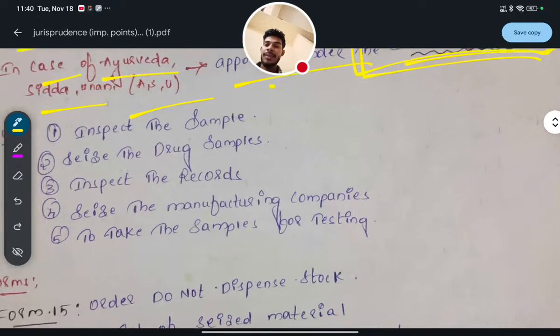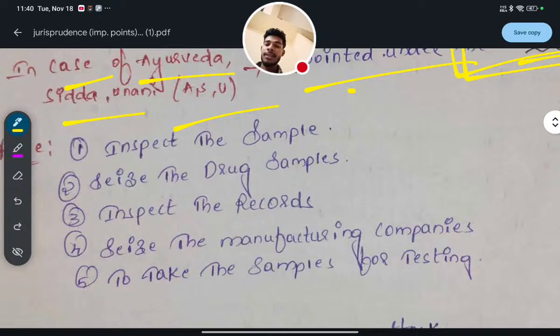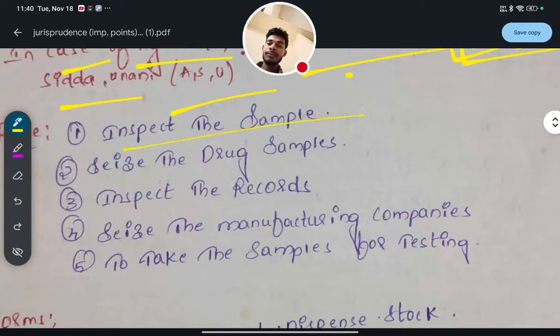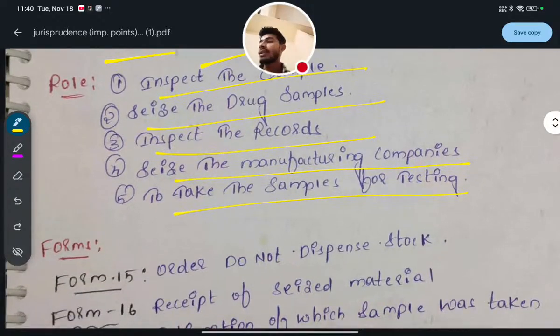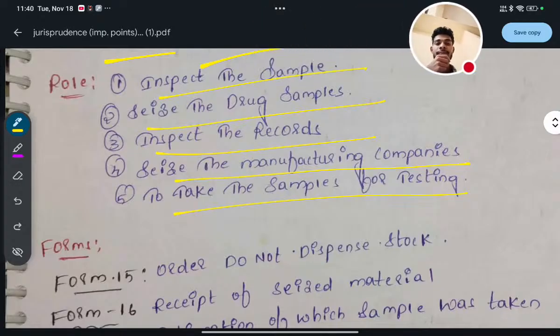So the role of the drug inspector: inspect the premises, seize the drug samples, inspect the records, and visit the manufacturing companies to take samples for testing.